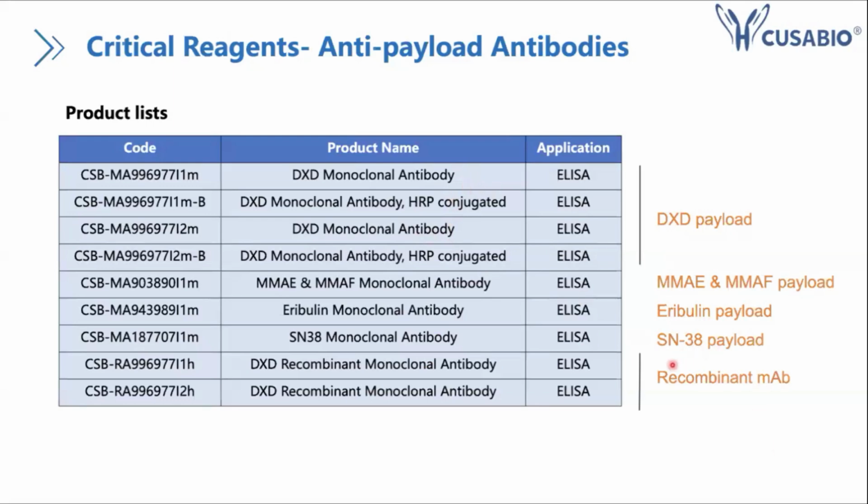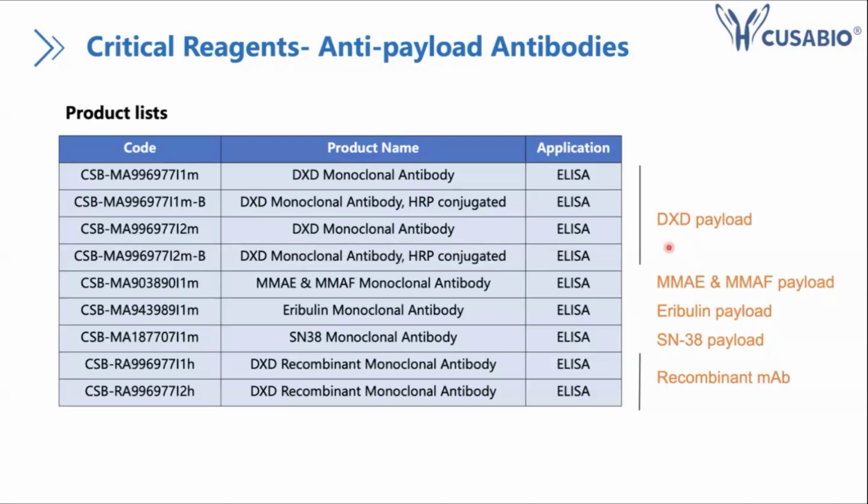And for the DXd payload, we also have a recombinant monoclonal antibody. This is to make sure that if you want to perform large quantities of PK analysis, this type of antibody has very good consistency, making sure that your data is reproducible by controlling batch-to-batch consistency.